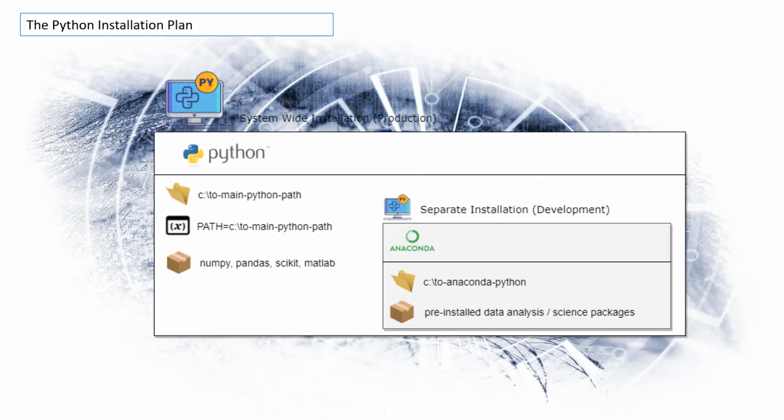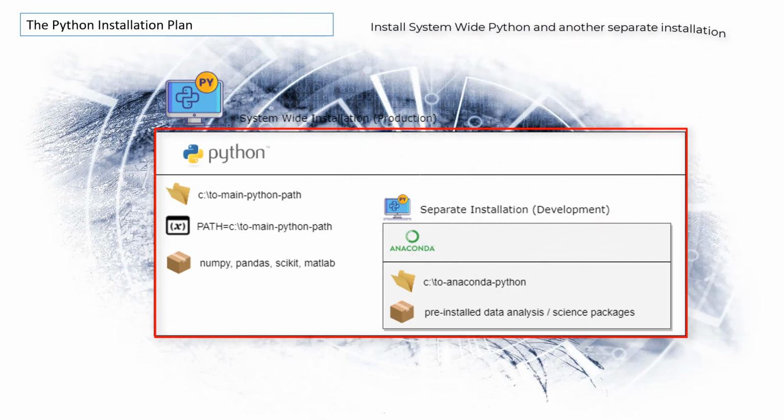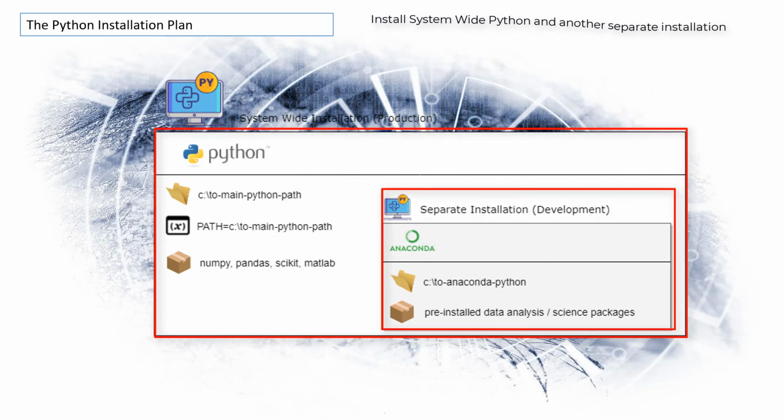Hello and welcome back. Alright guys, let's go over how we are going to set up our Python environment. In a nutshell, we are going to install two instances of Python and then set them up in such a way that they do not clash with each other. We will start off by installing the system-wide Python installation, followed by a separate Python installation.